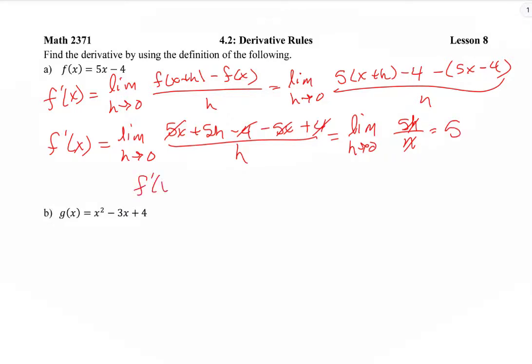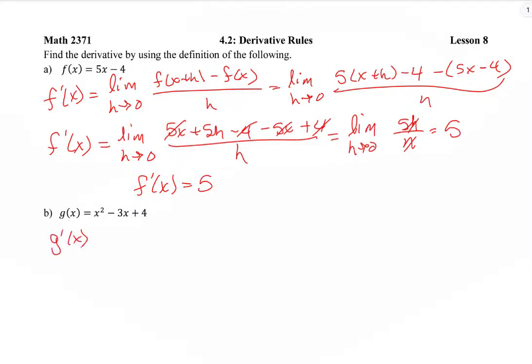So our derivative is simply our slope. The derivative of a line is the slope. All right? So it's one exponent down. Now let's look at our quadratic.